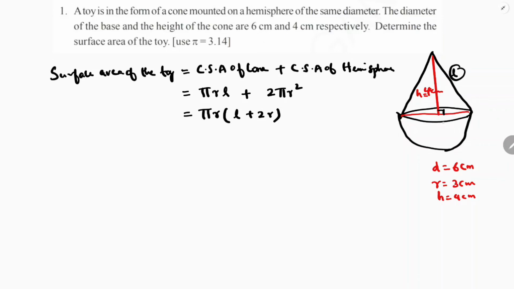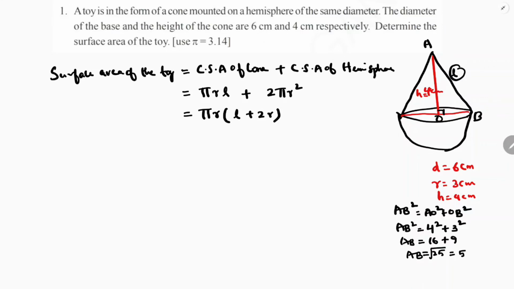So if I apply Pythagoras theorem for triangle AOB, I'll get AB square equals AO square plus OB square. So AB square is 4 square plus 3 square. 4 square is 16 plus 9, which is 25. So AB is root 25, which is nothing but 5 centimeters.